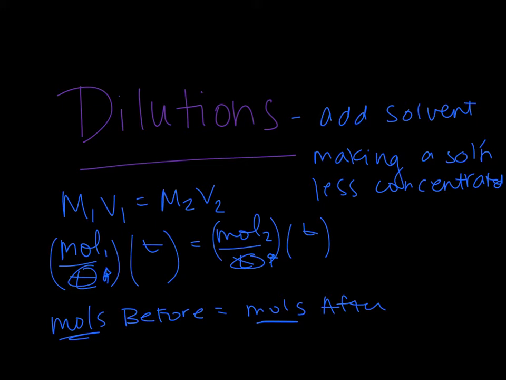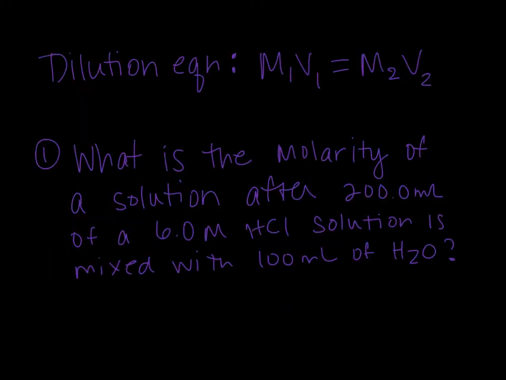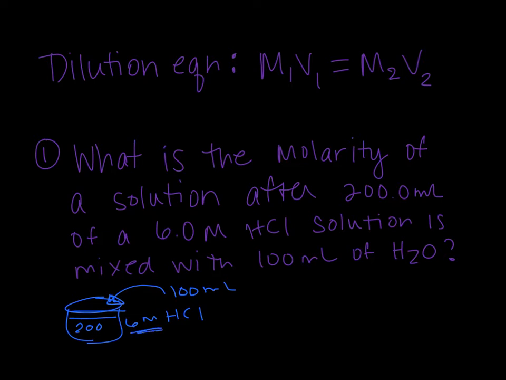So let's work a few examples and see how it goes. Okay, so I wrote the dilution equation up there just so that it would be visible to you while we work through this. And it says, what is the molarity of a solution after 200 milliliters of a 6 molar hydrochloric acid solution is mixed with 100 milliliters of water? So basically what we have is a container with 200 milliliters in it of 6 molar HCl, and then we're going to dump in here 100 extra milliliters of water, so the volume will go up by 100 milliliters. And so by doing that, we've increased the volume, and so the molarity should go down.